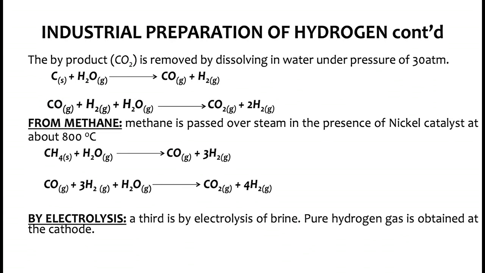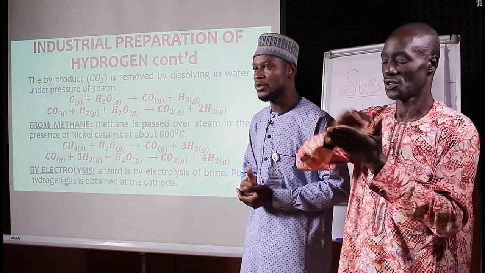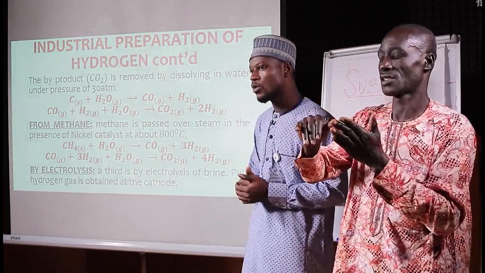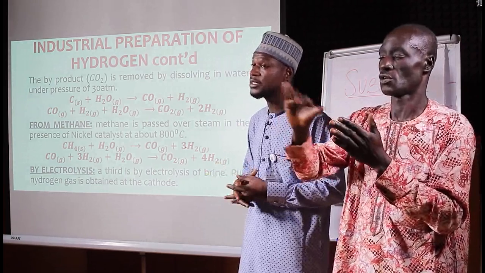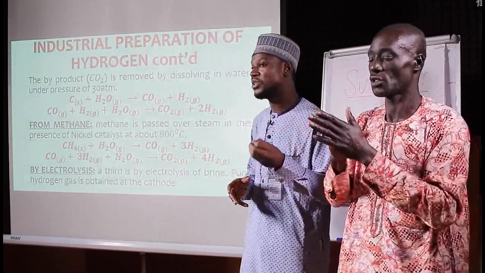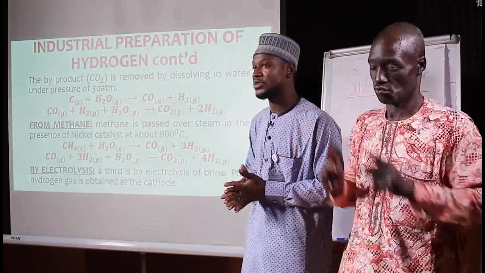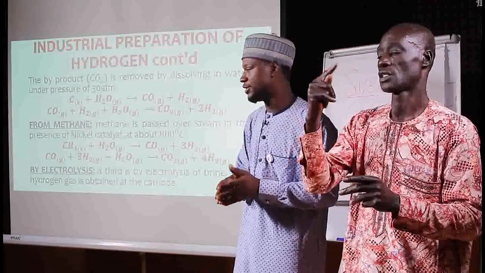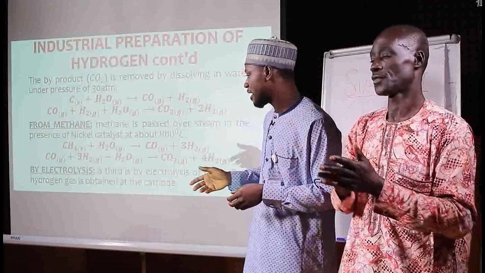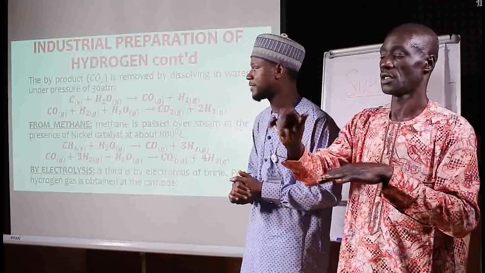Now, how do we get it? We get it by electrolysis of brine. When we say brine, we mean concentrated sodium chloride solution. Now, sodium chloride solution undergoes electrolysis, and hydrogen gas is deposited at the cathode. And then at the anode, we obtain chlorine gas.